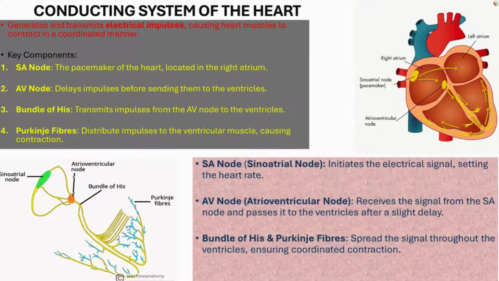It is called the pacemaker of the heart. And where is it located? SA node is present in the right atrium. As you can see in the picture, it is present at the top of the right atrium.